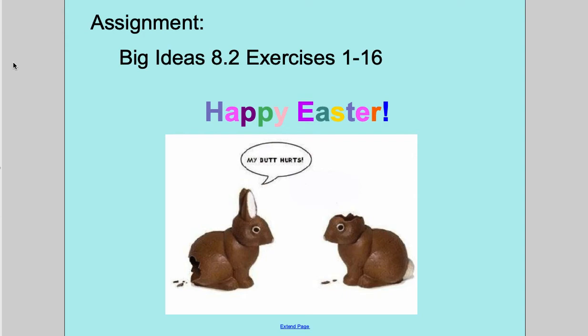So all I have for you now is your assignment. It's 8.2, exercises 1 through 16 on Big Ideas.